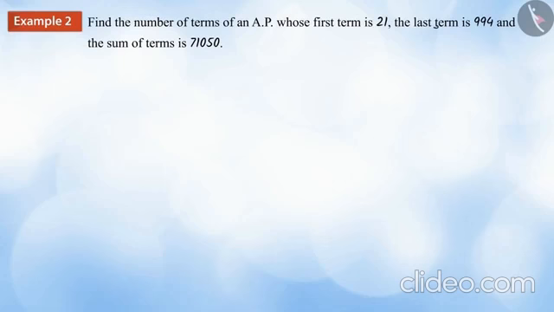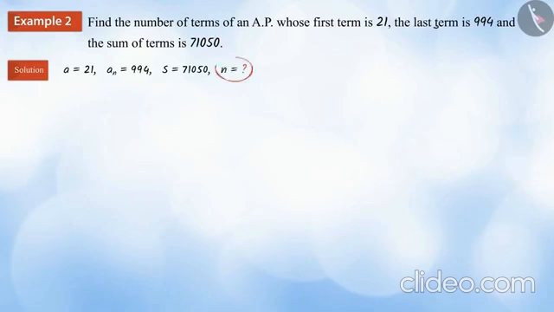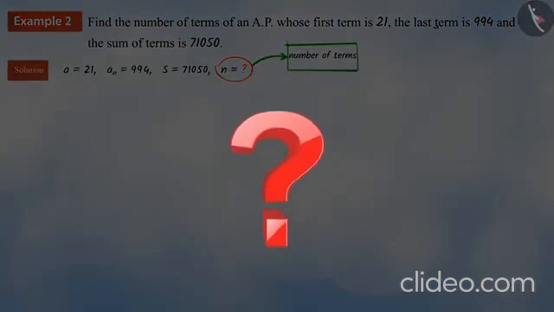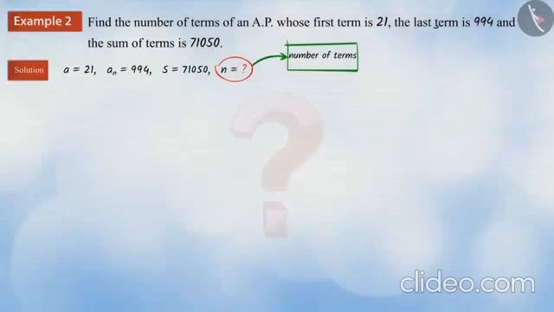Find the number of terms of an arithmetic progression whose first term is 21, the last term is 994, and the sum of terms is 71,050. As per the question, the first term of the arithmetic progression is a, the last term is an, and the sum of all the terms of the arithmetic progression is s, with the help of which we have to find the total number of terms n of the arithmetic progression. Can you tell what we need to do for this?